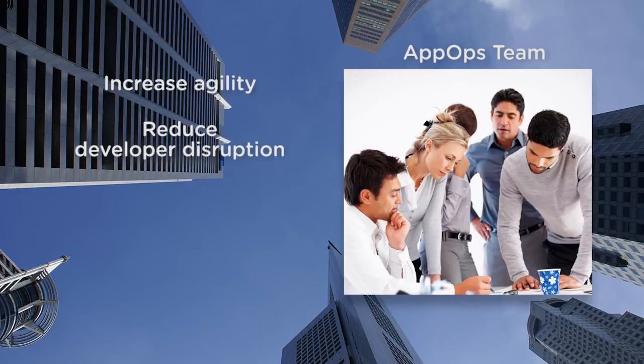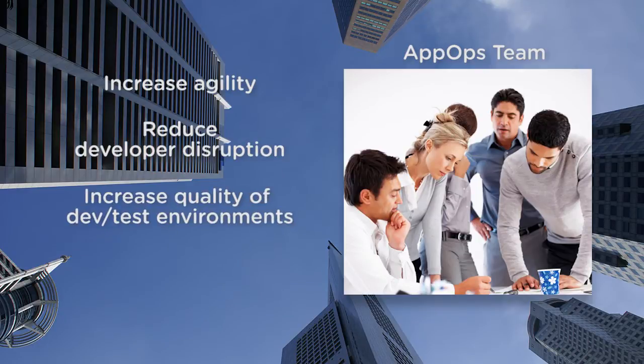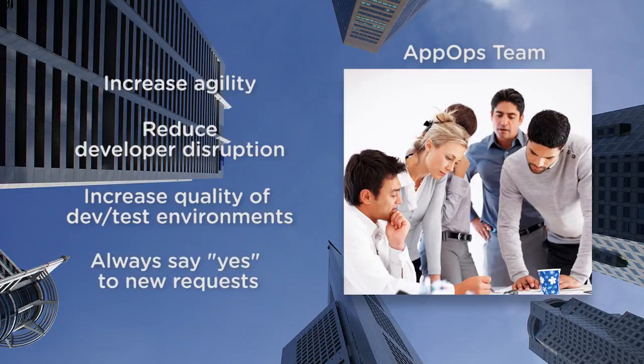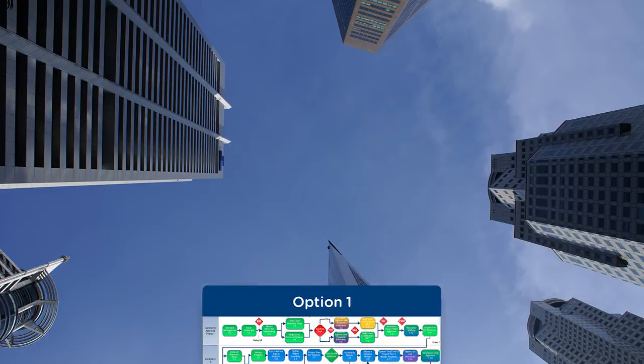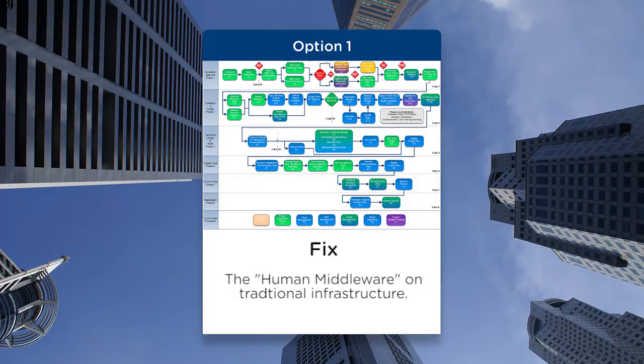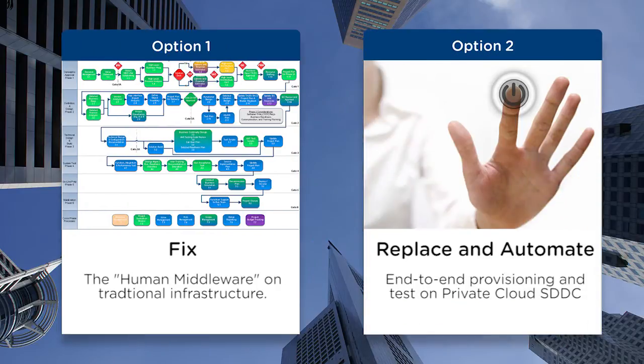They wanted to reduce developer disruption, increase the quality of dev test environments, and be able to always say yes to new requests. The team considered two fundamentally different options to achieve this agility. One was to fix the existing manual process that relied on a traditional data center environment. The other was to replace and automate on a private cloud.